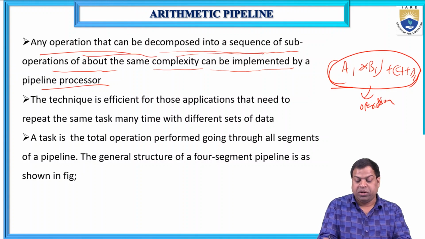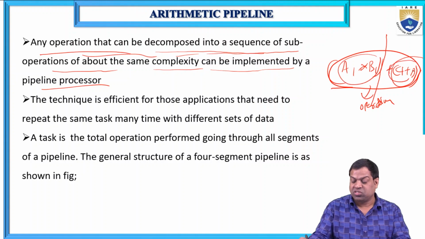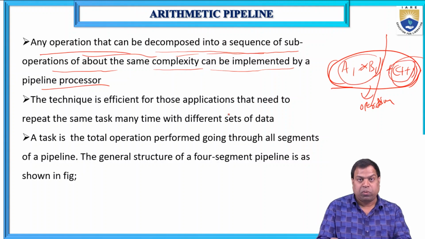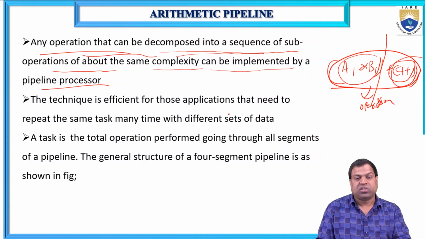This operation can be decomposed. Decomposed means we are dividing A into B as one, C into D as another one, and A into B plus C into D as another one. And it is a complexity of the pipeline processor, and the technique is efficient for those applications that need to repeat the same task many times with different sets of data.